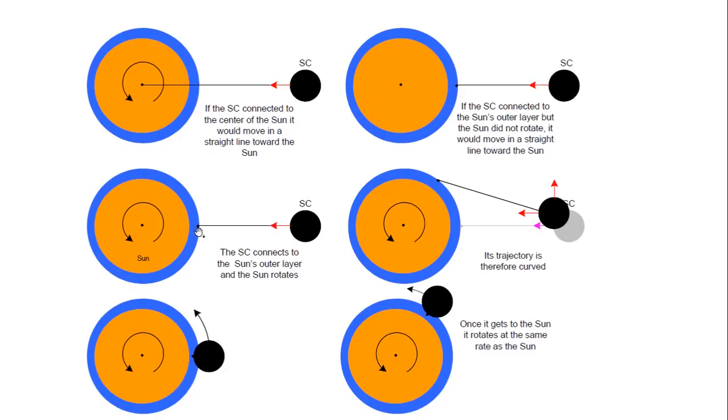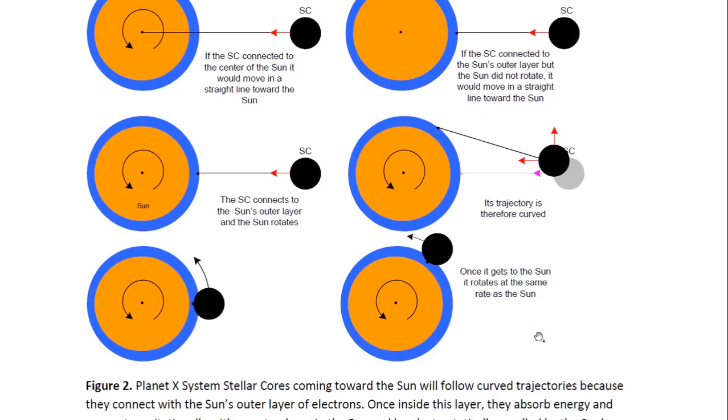But it connects to the outer layer and the Sun rotates, which means that this point it connects with has rotational motion, which gives the object rotational motion as well. And that means that it will follow a curved path.